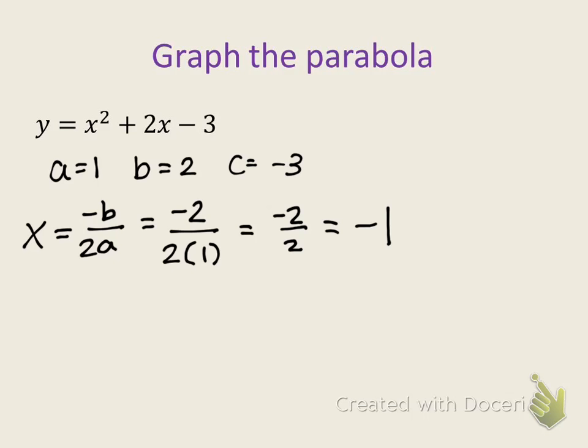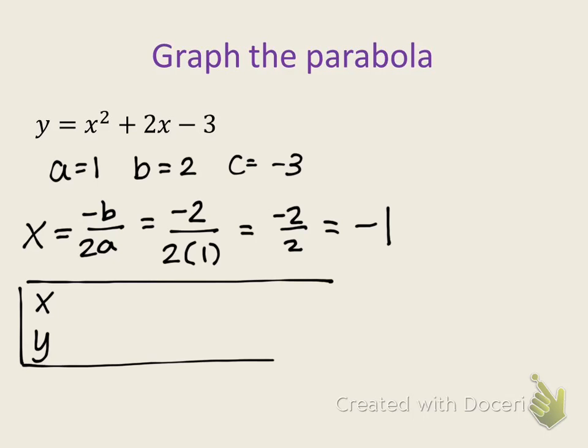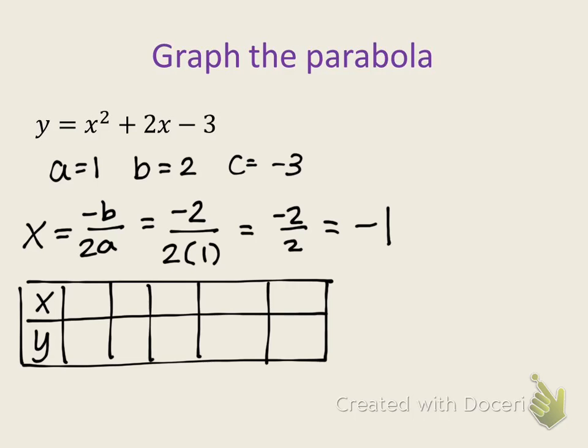Now what do I do? Plug it into the table of values. Okay. So we put what number in the middle of the table of values? Negative 1. What two numbers are smaller than negative 1? Negative 2 and negative 3. What two numbers are larger?